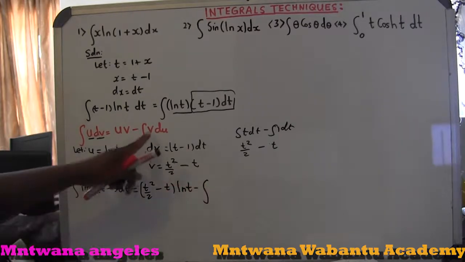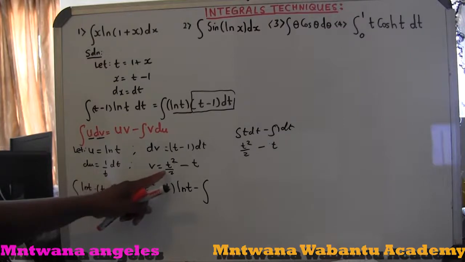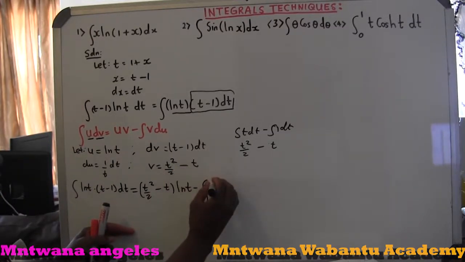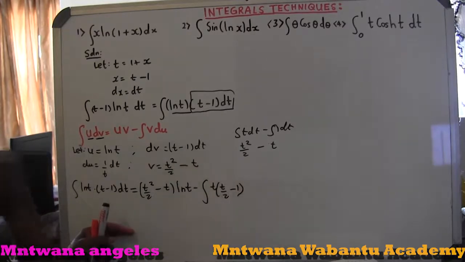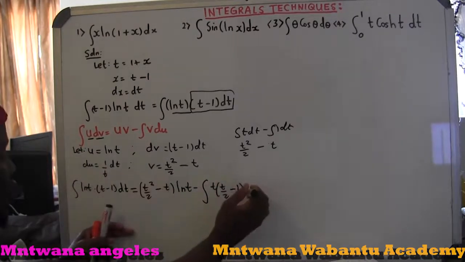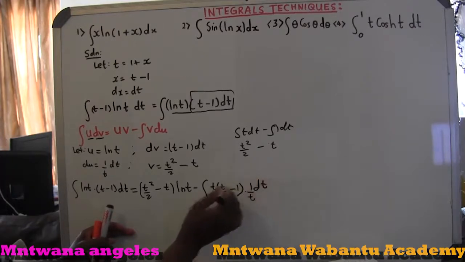Okay, integral of v du. What is v? Our v is equal to t squared over 2 minus t. So I can take t out: t over 2 minus 1. Now, times du. What is du? du is equal to 1 over t dt. So you see, t and 1 over t cancel.